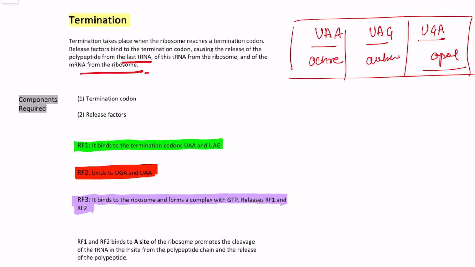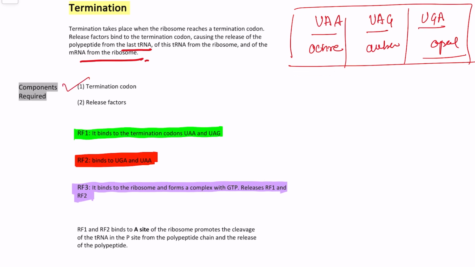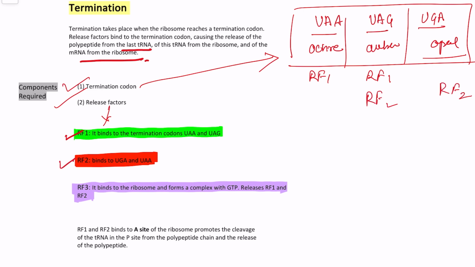When we talk about the components required, we require termination codons, which I have discussed here, right? Then the release factors are required. Three release factors are used. RF1 binds to two codons, right? RF1 binds here. When we talk about RF2, it binds here and here. So release factors 1 and 2 bind to UAG or amber, right? These codons, clear? And RF1 only binds to UAA, RF2 only binds to UGA, clear?